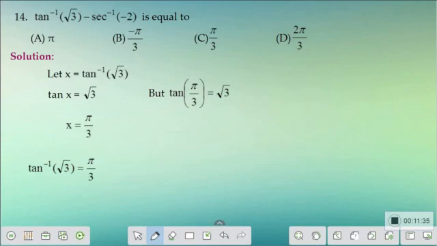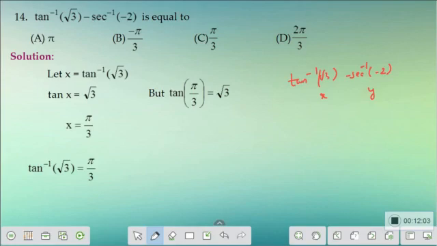As in the previous problem, we have two terms here, that is, tan inverse of root 3 minus secant inverse of minus 2. Let me call the first term x and the second term y. So the first term, let x is equal to tan inverse root 3, that is, tan x is equal to root 3. Now it is very obvious that tan pi by 3 gives us root 3.